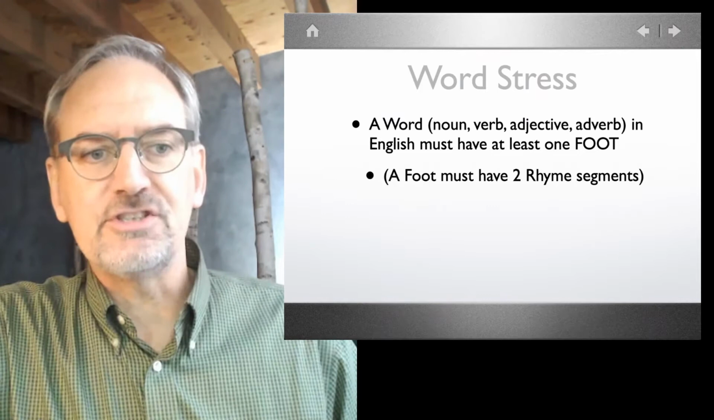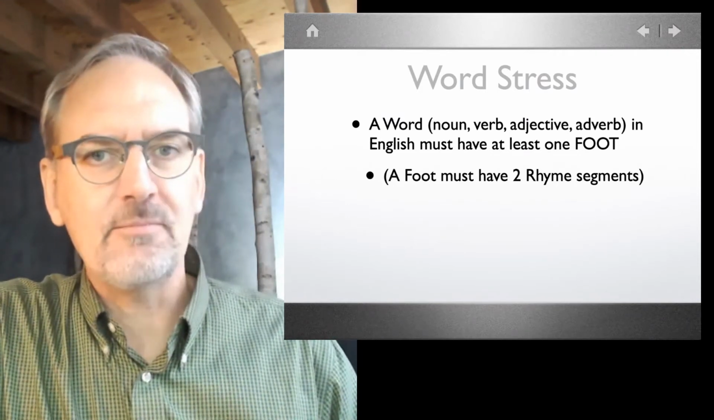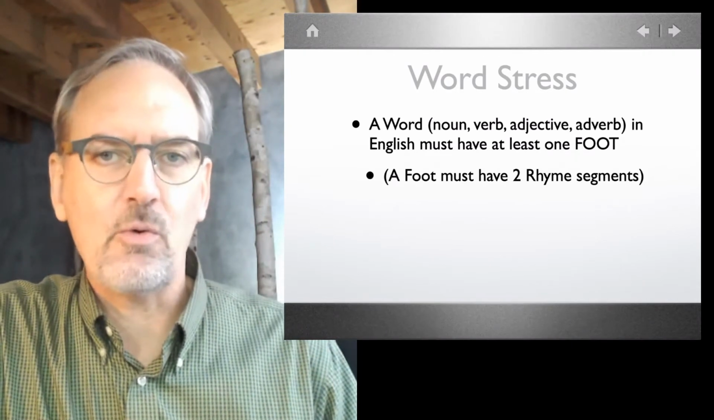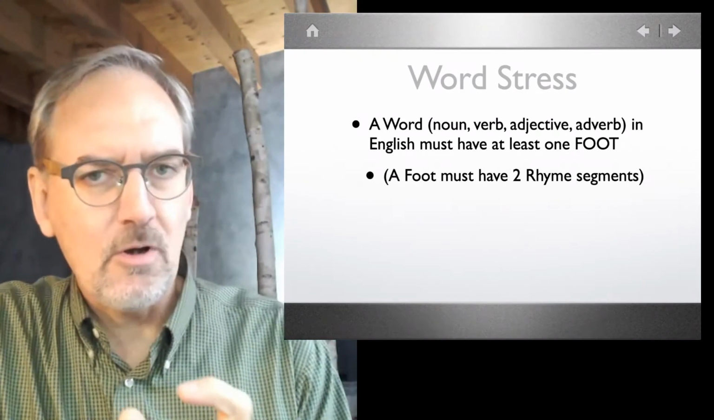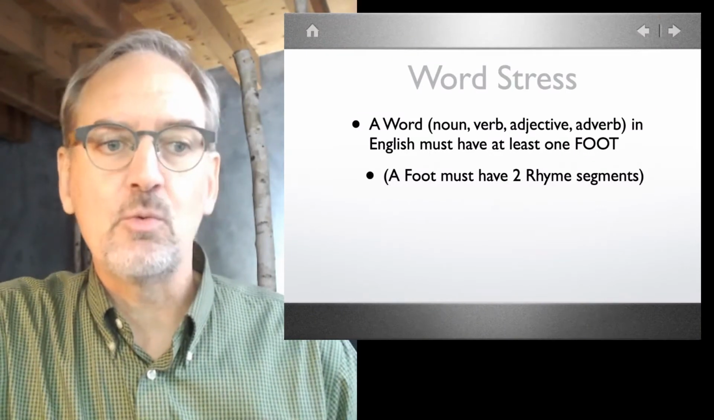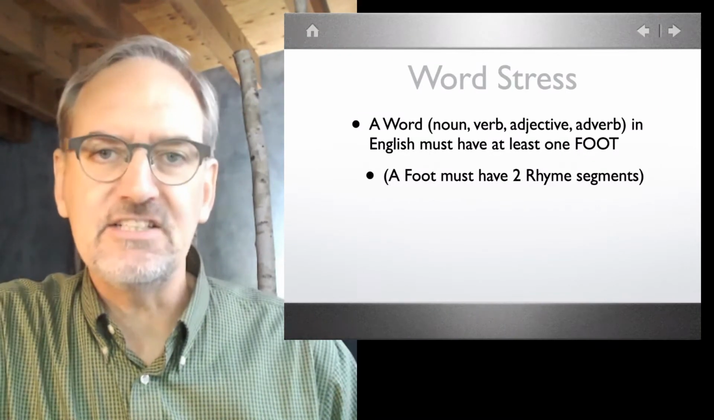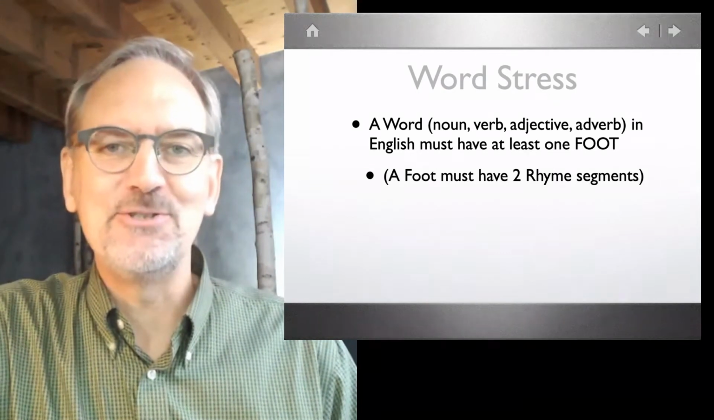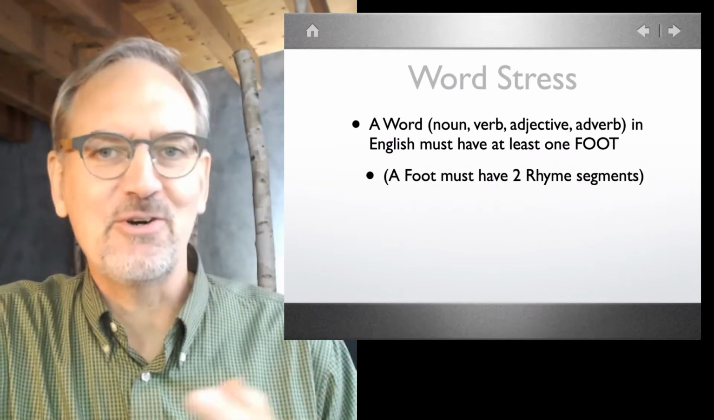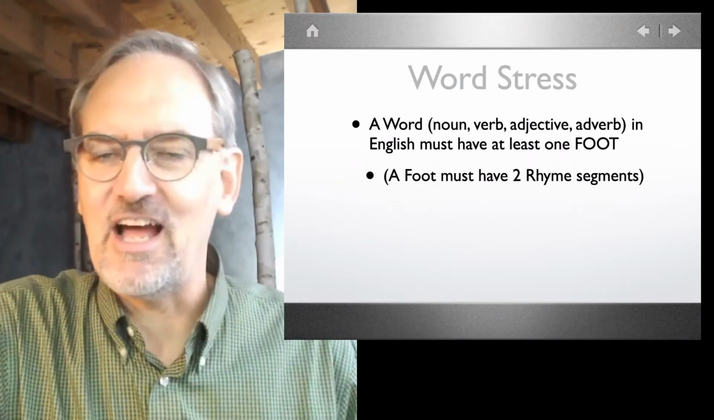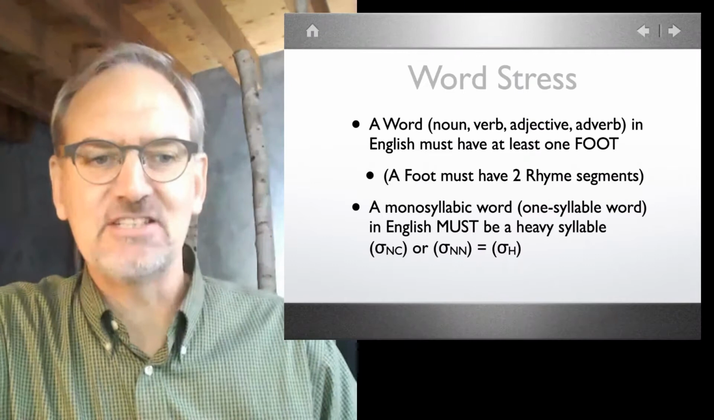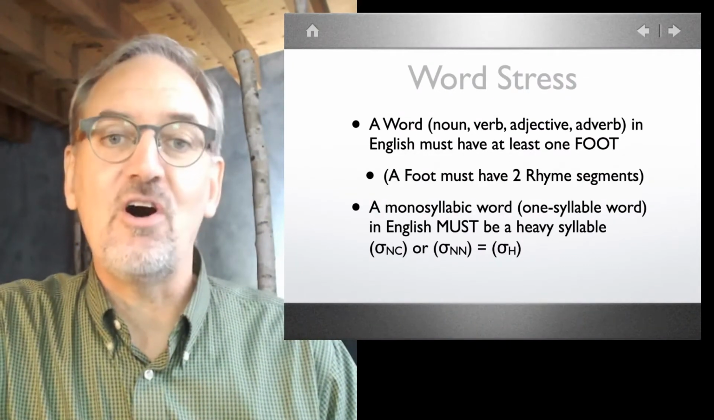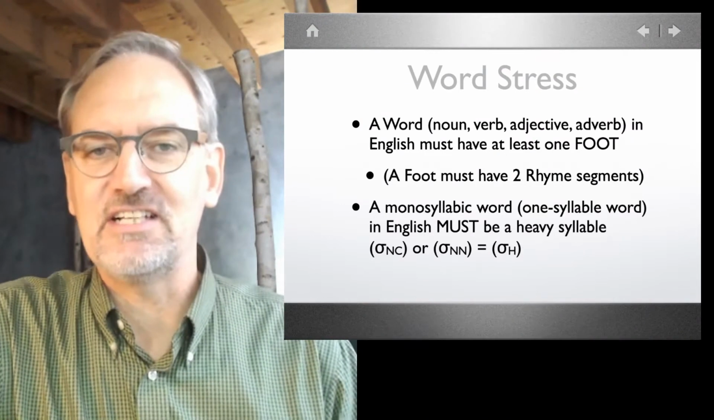So when we look at word stress, and here again I'm talking about nouns, verbs, adjectives, and adverbs, this requirement does not apply to small grammatical elements. But a word in English must have at least one foot. Again, whether the foot has 2 rhyme segments in the same syllable or different syllables, either way it satisfies this requirement. So a monosyllabic word in English will always have a heavy syllable. Right?